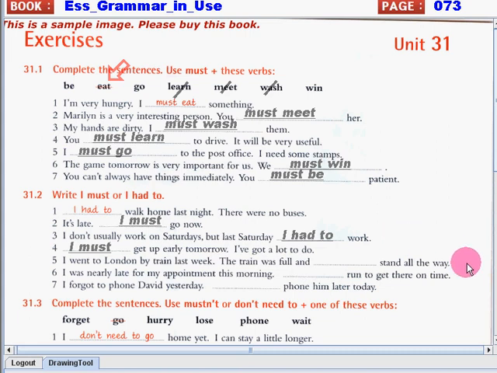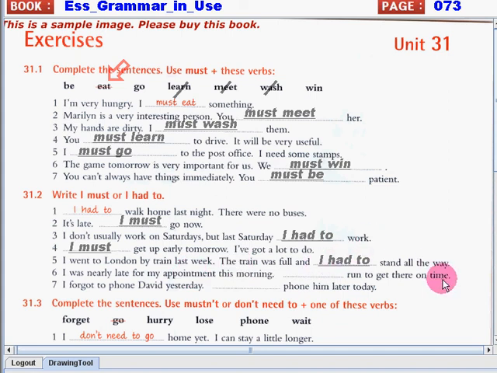Okay, next. I went to London by train last week. The train was full and blank stand all the way. Okay, students, it's very easy. We know already that this is in the past tense. I went and the train was. Also, we have the past time expression last week. So that's why we have to use I had to.